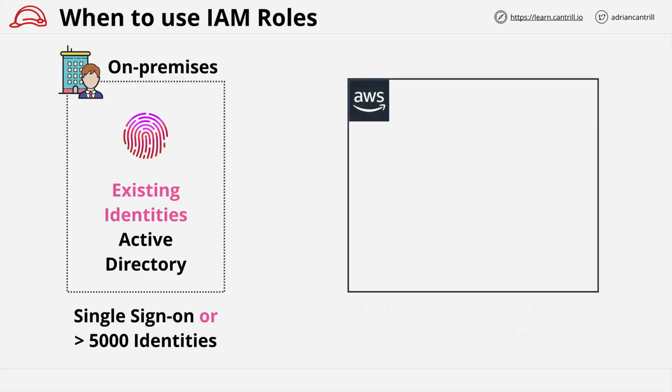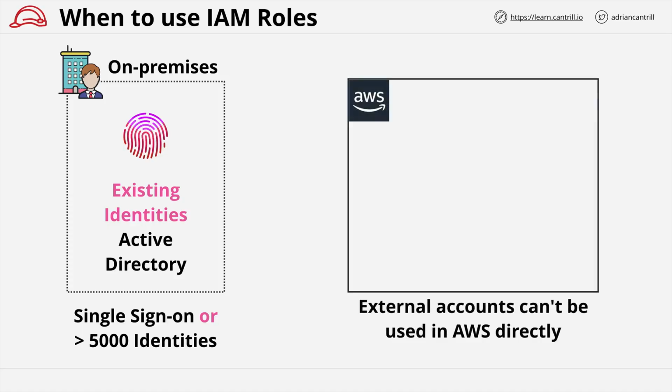Why? Because external accounts can't be used directly. You can't access an S3 bucket directly using an Active Directory account. Remember this fact: external accounts or external identities cannot be used directly to access AWS resources. You can't directly use Facebook, Twitter, or Google identities to interact with AWS. There is a separate process which allows you to use these external identities, which I'll be talking about later in the course.